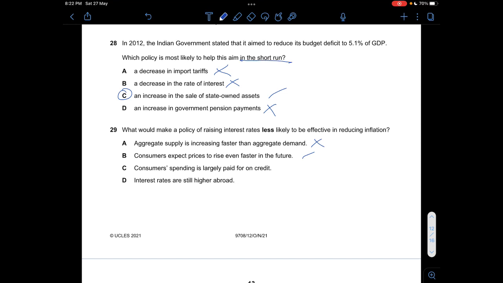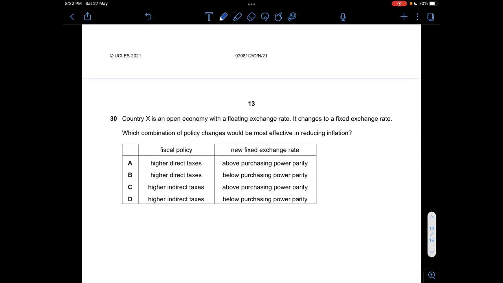C, it says consumer spending is largely paid for on credit, which is not correct. And then D, it says interest rates are still higher abroad, which doesn't have anything to do with domestic inflation. So answer is B. Question 30. Country X is an open economy with a floating exchange rate. It changes to a fixed exchange rate. And which combination of policy changes will be most effective in reducing inflation?